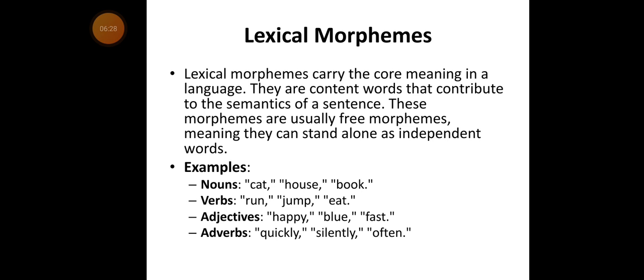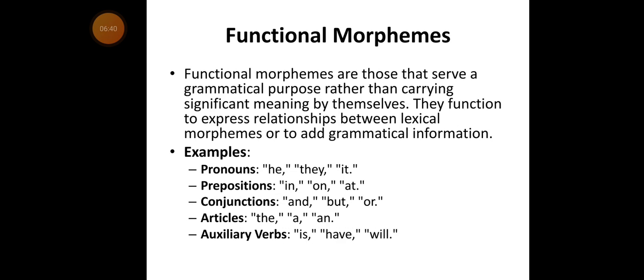If you see nouns, in verbs we have run, jump, eat. Adjectives are happy, blue, fast. Adverbs are quickly, silently, often. So these are lexical morphemes. Okay, then we have functional morphemes. After lexical morphemes we have functional ones.